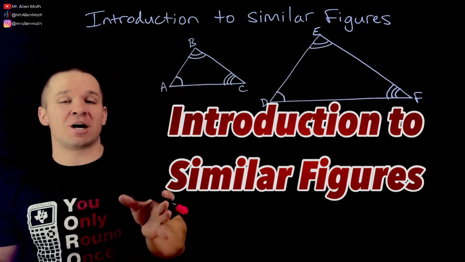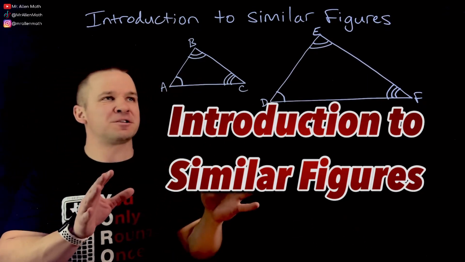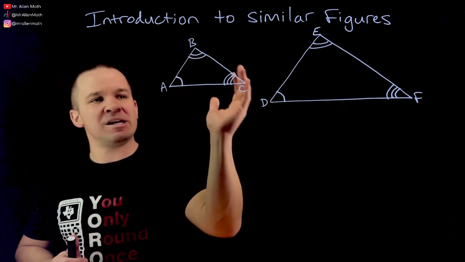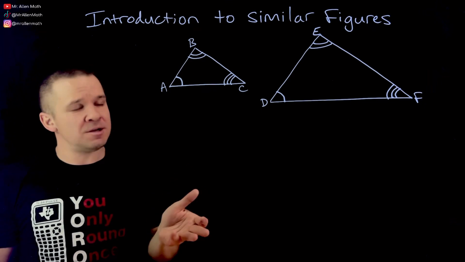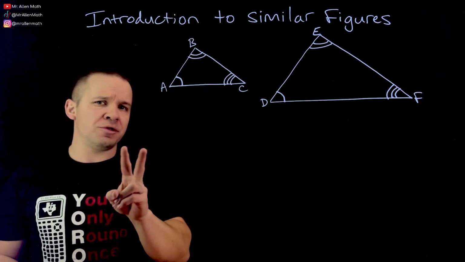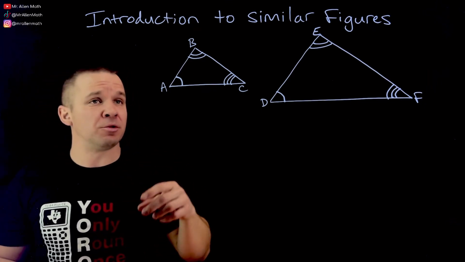Mr. Allen with an introduction to similar figures. I got a couple triangles up here, A, B, C, and we have triangle D, E, F. And they are, in fact, similar. But why? Well, there's two things that need to be true in order to have similar figures.